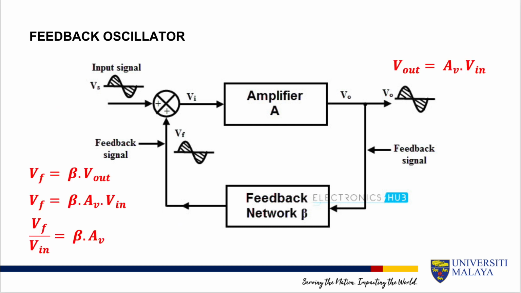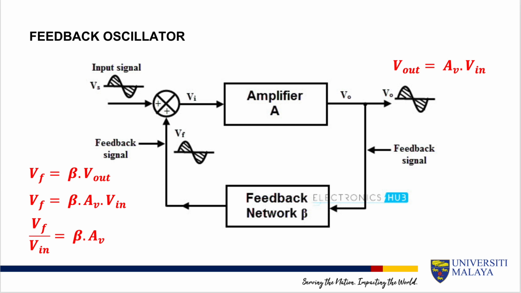Now let's determine the loop gain of the circuit. If we replace the output voltage with what it is equal to here, we will get Vf is equal to beta times the voltage gain times the input voltage V in. So the ratio of the feedback voltage, Vf over V in, is equal to beta times AV, the product of the attenuation factor and the voltage gain of the amplifier.